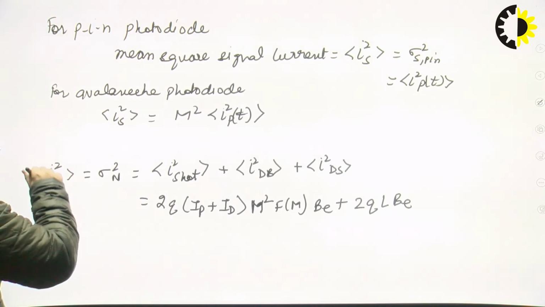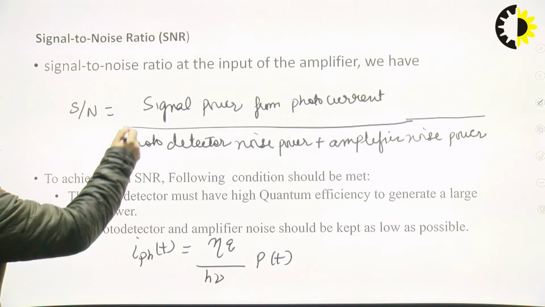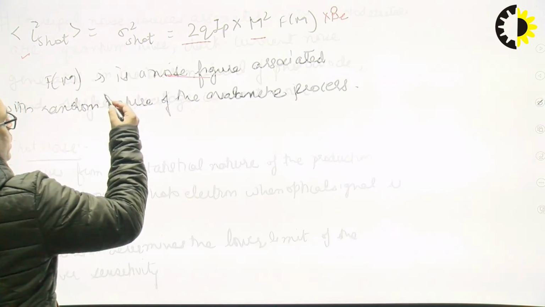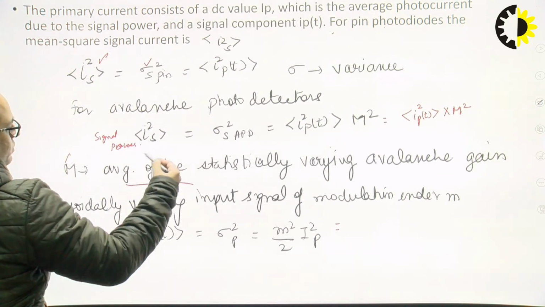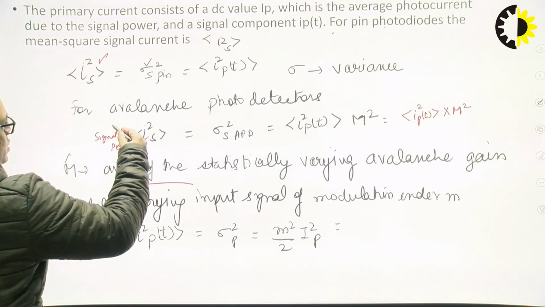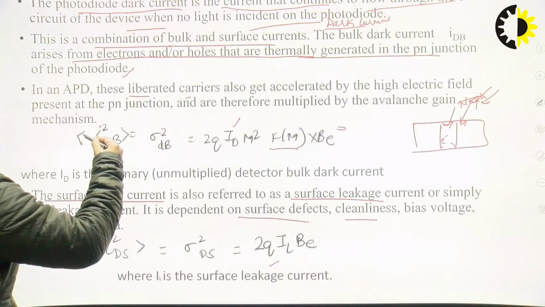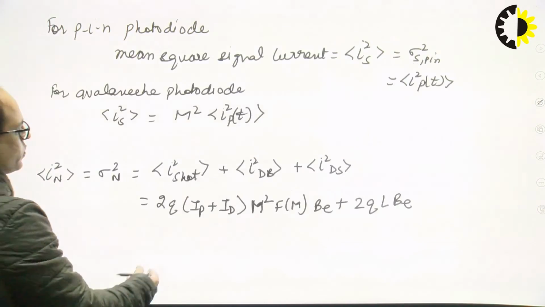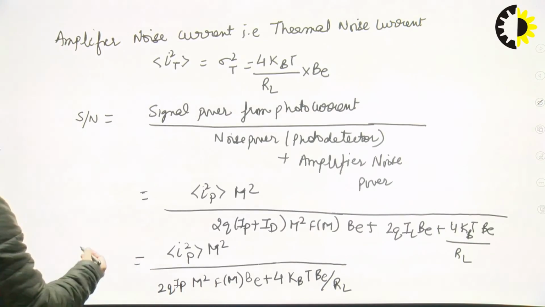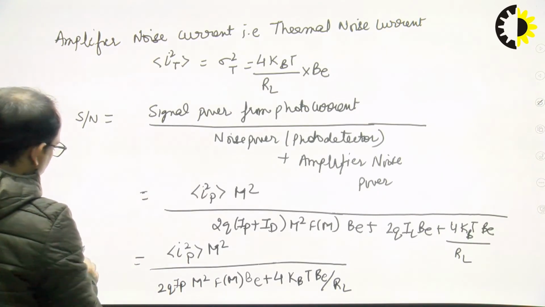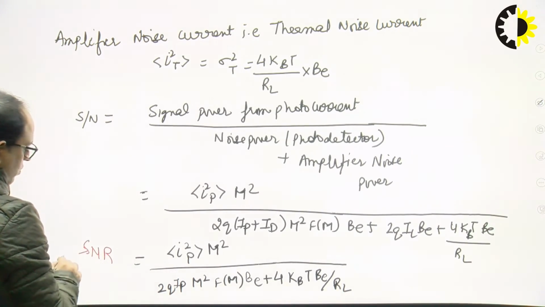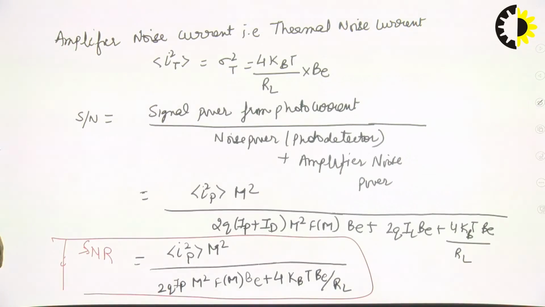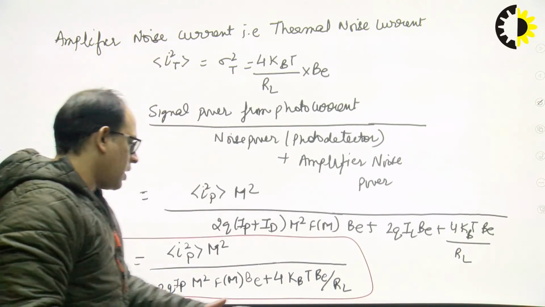All the values of the signal power in the photodetector which has been detected, that signal power value is this one. The overall noise will be this one, plus the thermal noise. So putting all these values, we get the signal to noise power ratio, which will be equal to this one.